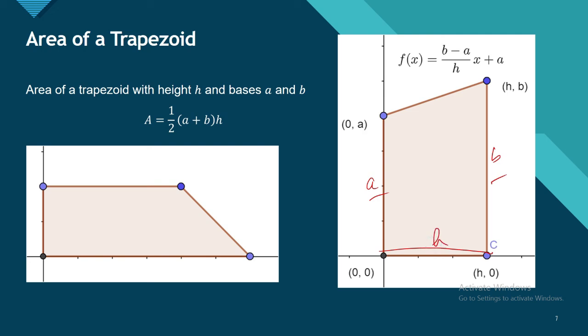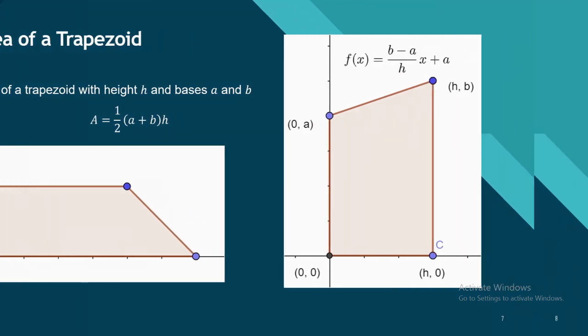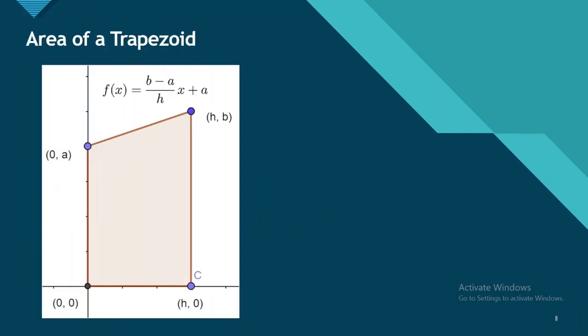So we need only to produce the function that is above the plane region, and that is equal to this. Again, that is slope-intercept form. The y-intercept is a. The slope is the change in y, b minus a, over the change in x, h minus 0, and that is the slope. So to get the area of that trapezoid is just getting the definite integral of a linear function from 0 to h. And this is straightforward.